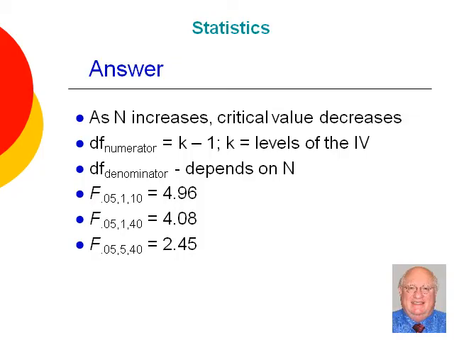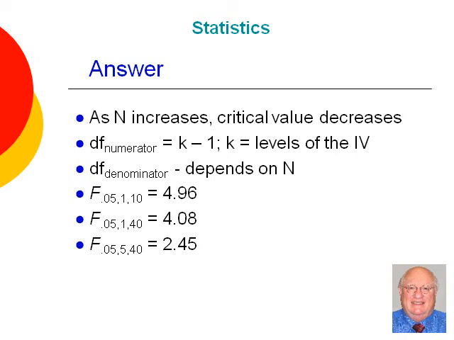Degrees of freedom denominator depends on the size of the sample. We'll discuss how this is computed in more detail later in the class, but as the sample size increases, degrees of freedom denominator also increases. To answer our question about what happens to the critical value as n increases, just locate a column. Let's use the first column where degrees of freedom numerator is equal to 1. And then watch what happens to the critical value as degrees of freedom in the rows, or n, increases. Notice that when the degrees of freedom denominator is 10, our critical value is 4.96. But when the degrees of freedom denominator equals 40, our critical value is 4.08.